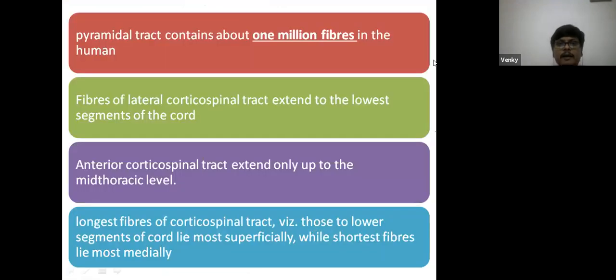This pyramidal tract contains 1 million fibers in humans, and the fibers of the lateral corticospinal tract extend to the lowest segment of the cord. What does this lateral corticospinal tract mean? After decussation, the 20% uncrossed fibers and 80% get crossed. These crossed fibers are called the lateral corticospinal tract, whereas the uncrossed fibers are called the anterior corticospinal tract. The lateral corticospinal tract extends up to the lowest segments of the cord, whereas the anterior corticospinal tract extends only up to the mid-thoracic level.